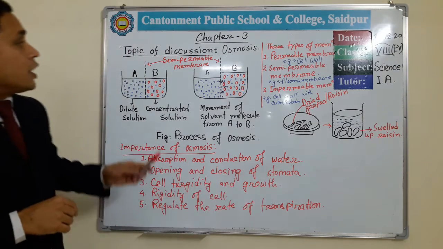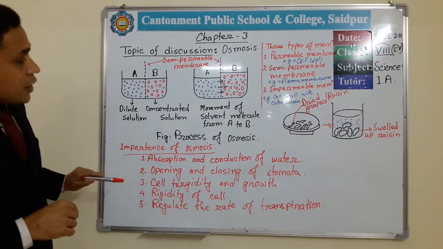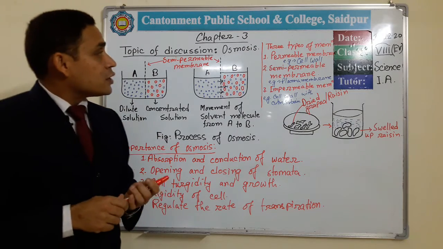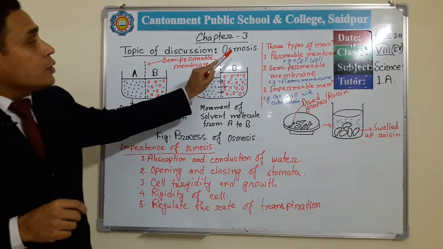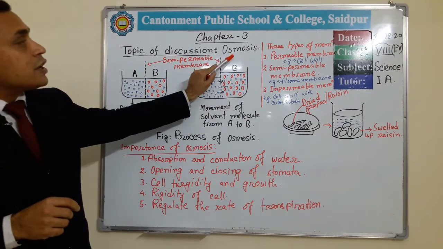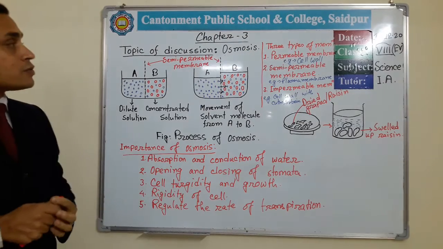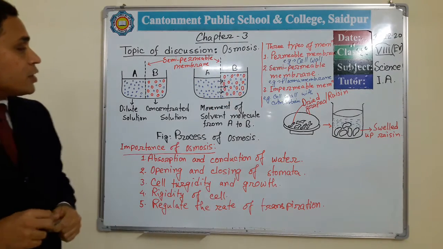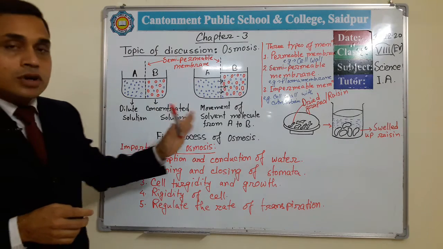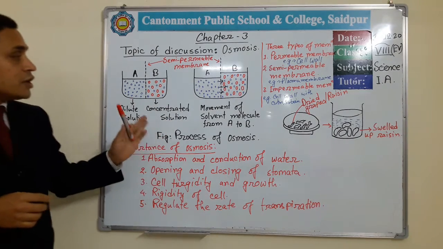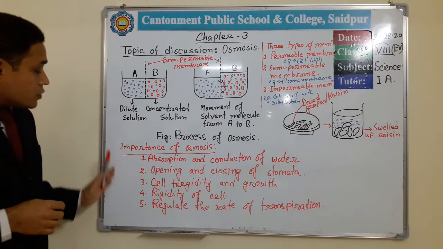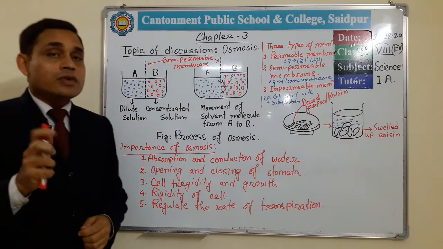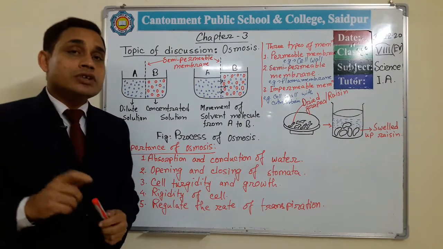Clear? So if I summarize what I discussed, then in this segment I discussed the definition of osmosis, the three types of membranes, the process of osmosis, how osmosis takes place, and the importance of osmosis, and last of all the thing which is not present in your book.